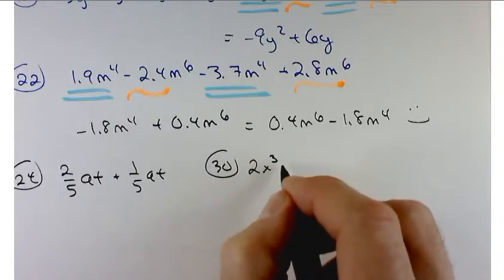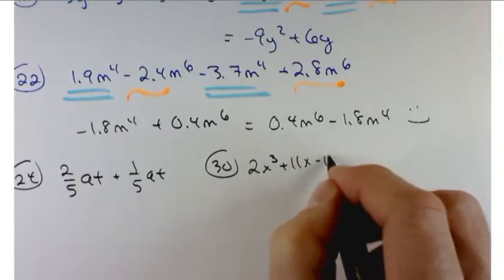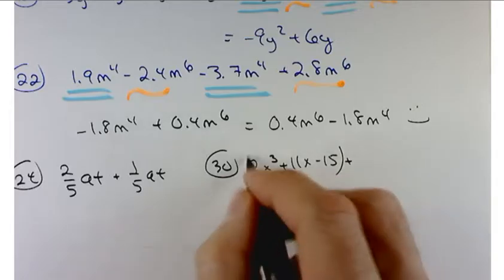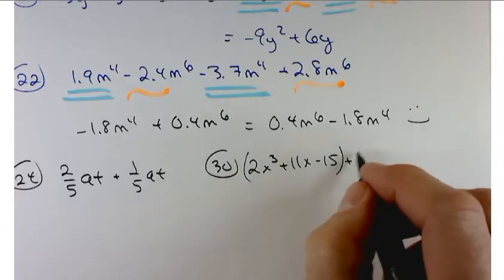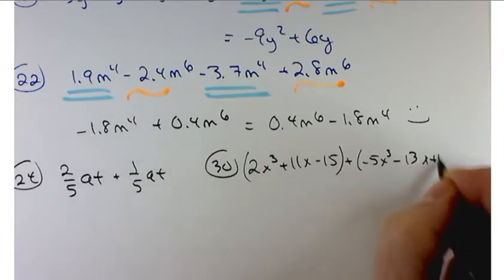2x cubed plus 11x minus 15 plus negative 5x cubed minus 13x plus 10.